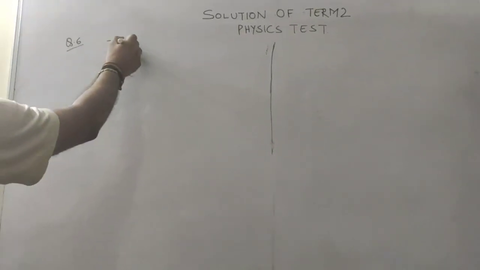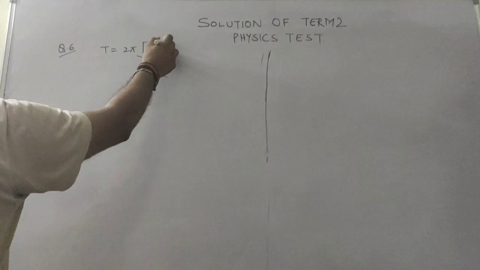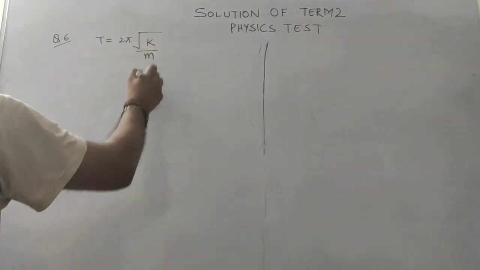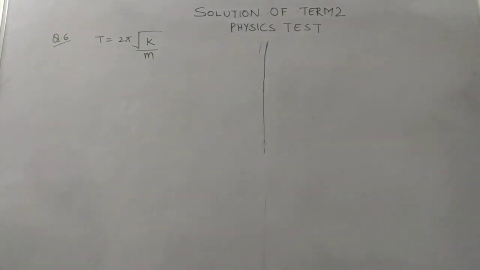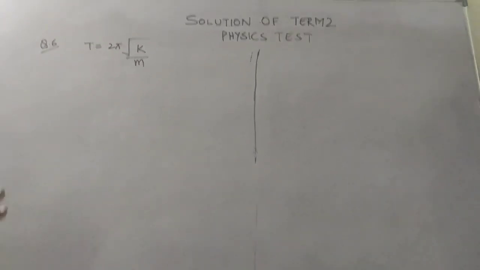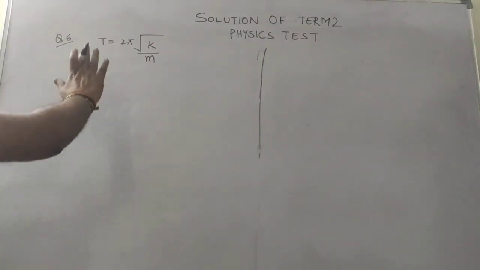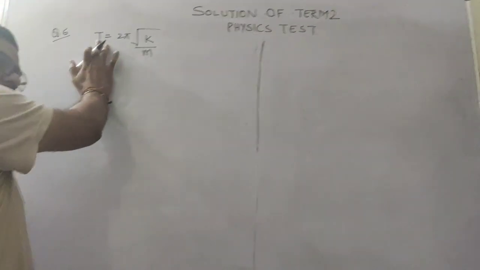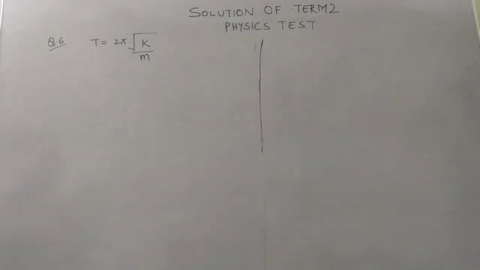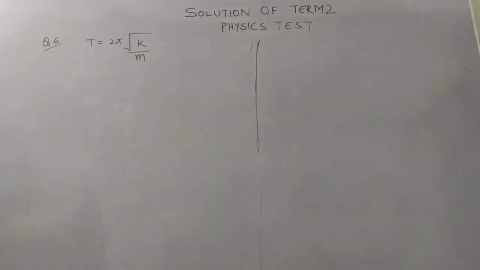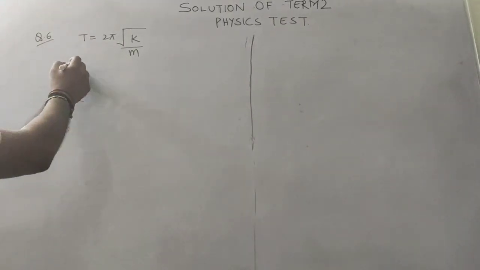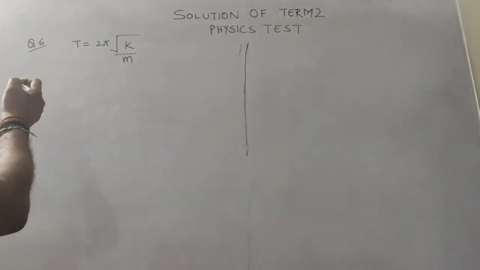Here it is given that T is equal to 2π under root k by m. If you have considered T as tension, then also I have given the marks, but it has to be right. If you have considered time period, then also I have given the marks. So you have to check whether this is correct or not. If it is incorrect, then derive the correct form. So let me check how to check this correctness.